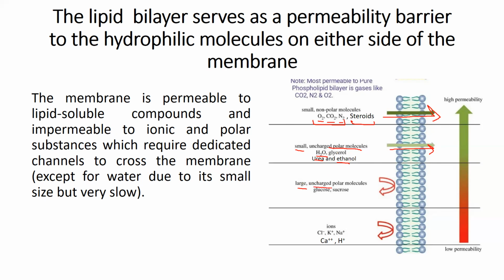Large uncharged polar molecules like glucose, sucrose, they don't cross the membrane. Charged ions like chloride, potassium, sodium, calcium, protons or hydrogen, they cannot cross the membrane. So only small lipid soluble molecules can easily pass the plasma membrane.